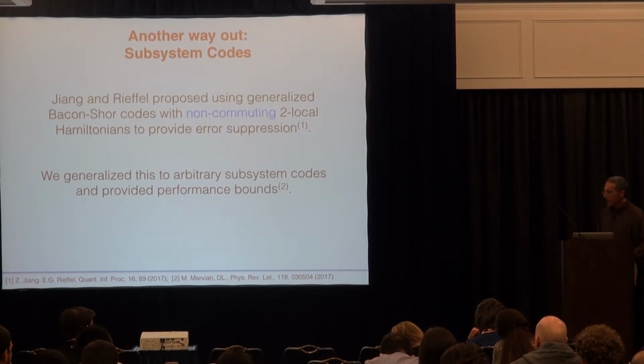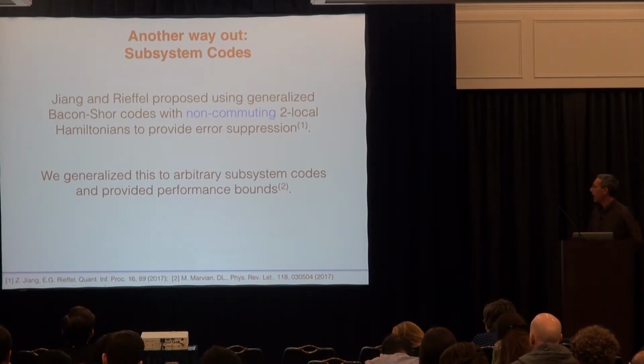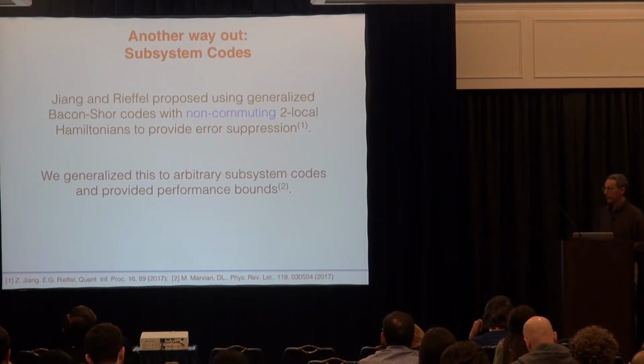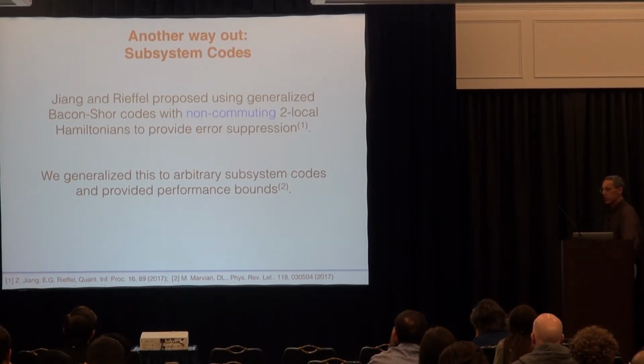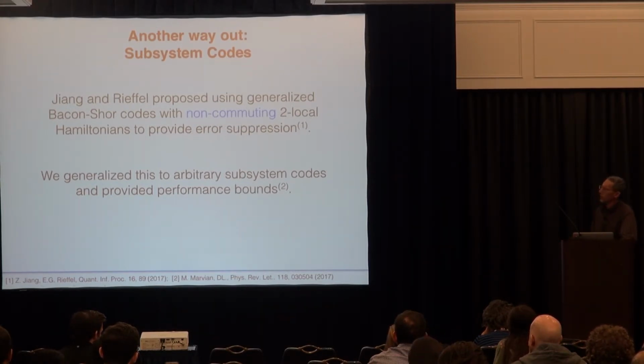Now, let me switch gears and go to the other way out of the no-go theorem for two-local interactions. So after Iman Marvian and I published our paper, we kind of forgot about it and figured that maybe somebody else would come up with a way to evade the no-go theorem. And indeed, it didn't take very long. Jiang and Rieffel found a way to overcome the no-go theorem by relaxing the assumption of commuting two-local. They went to the non-commuting setting.